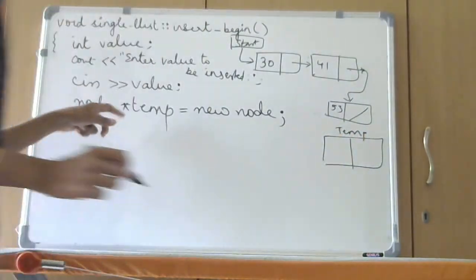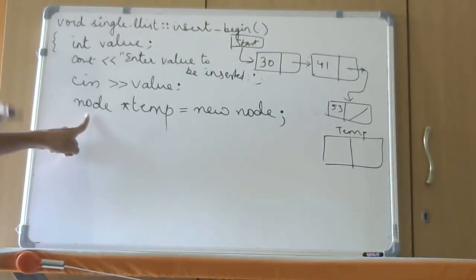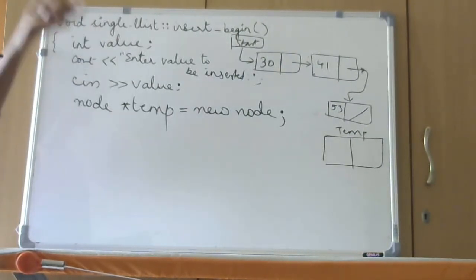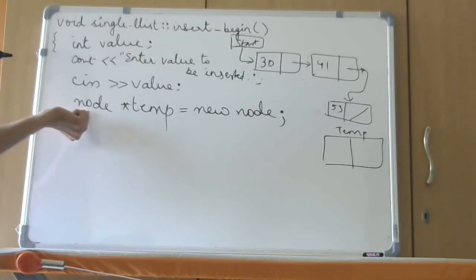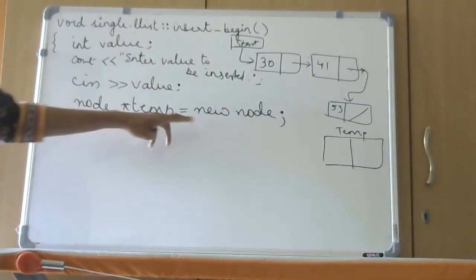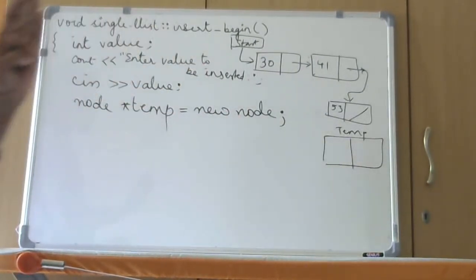Since we are taking it of the type node, what is node? Node is a structure. We have already defined it in the previous video, so just go through it if you are getting confused. Node is nothing but a structure. So temp is defined of the type node, and whatever is there in that structured node will also be applicable to temp. Why am I using this new operator here? That is for allocating the memory for this particular node.